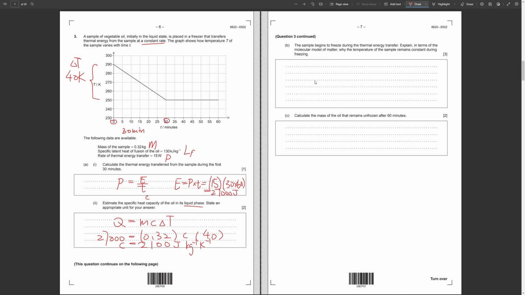Part B. During the freezing process, you can see that the temperature remains unchanged. And what is the explanation for this one? Let's take a look at the molecular structure.